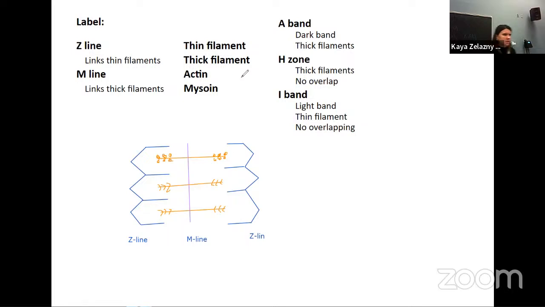So our A band is anywhere we have our thick filament, so anywhere we have our myosin. So actually, let's go ahead and label this versus this. Okay. So in orange here, we have our thick filament, which is myosin. Here we have our thin filament, our actin. So for the A band, we are going to select everywhere there is myosin. We don't care whether we have actin or not. All right, so our A band would extend just the full length of the myosin. This is our A band.